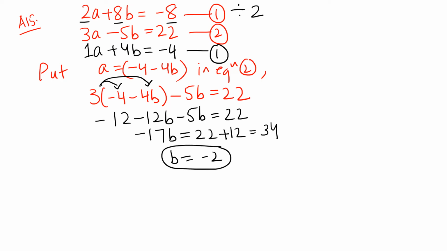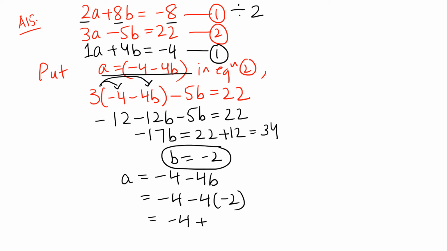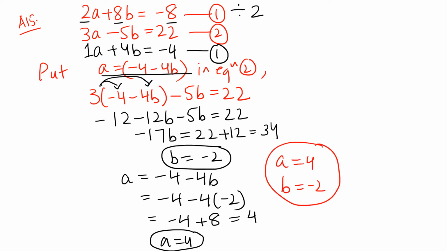Now you can substitute back in this equation to get a. So a is minus 4 minus 4b, which is minus 4 minus 4 times minus 2. So this is minus 4 plus 8, which is 4, so a is 4. So you've got both the variables, a as 4, b as minus 2. So that's your solution for this question.